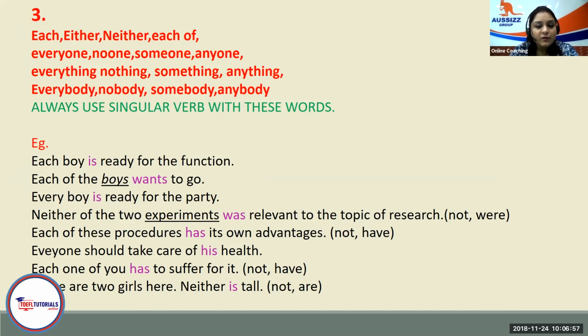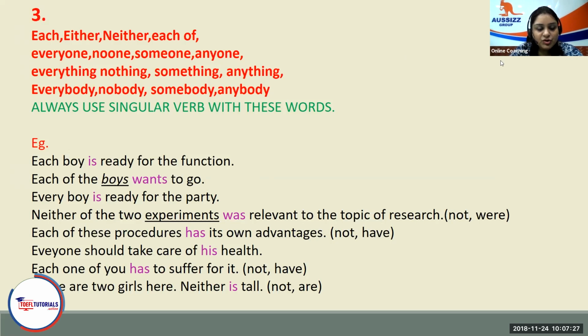So, neither of the two experiments was relevant to the topic, because we have to use singular verb. Each of these procedures has, again, each of condition always takes plural noun, but verb singular: each of these procedures has its own advantages, not have.